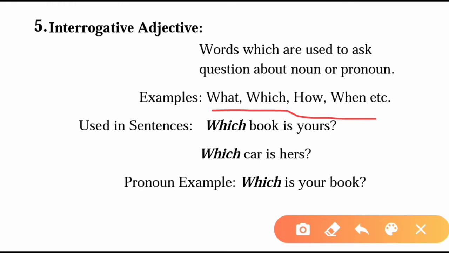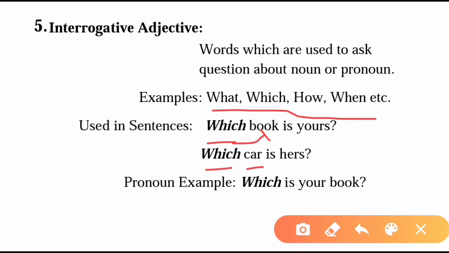See the examples. Which book is yours? So now in this sentence, which is an adjective, and you are using which for asking about the noun, which is book here. So when you are asking a question about a noun, you use an interrogative adjective. You can see another example: which car is hers? So here car is a noun, and you are using which as an adjective here. You are asking a question, that's why we can say it is an interrogative adjective.